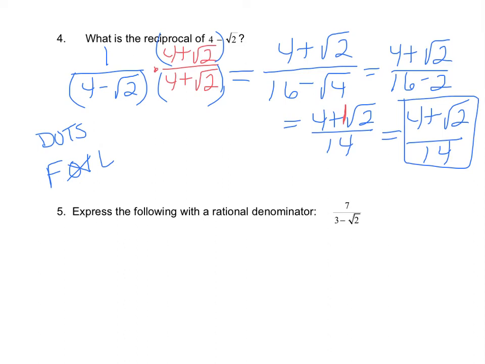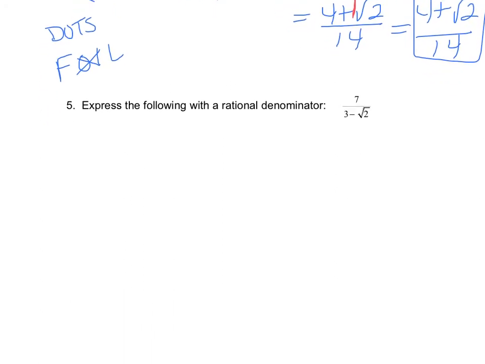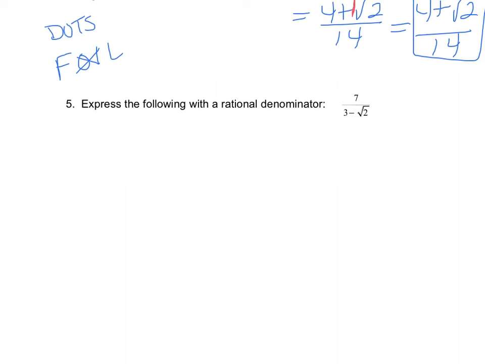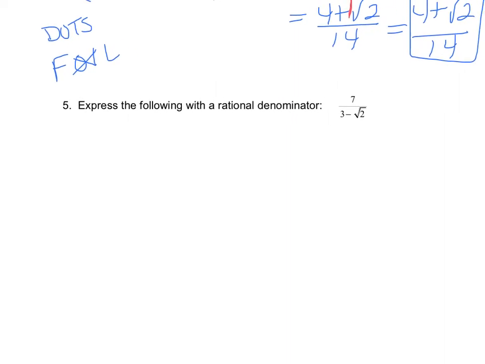Let's take a look at the second last problem for today. Express the following with a rational denominator, which means we can't have a radical in the denominator, so we have to eliminate it. So we're going to have to multiply top and bottom by the conjugate because it's a binomial. So we have 7 over 3 minus radical 2. And we're going to multiply top and bottom now by the conjugate, which is 3 plus radical 2.